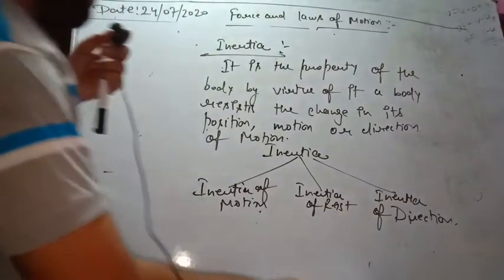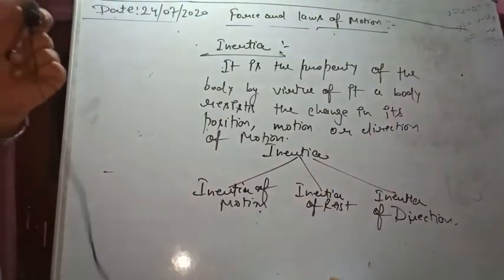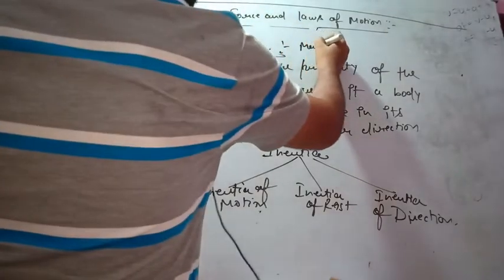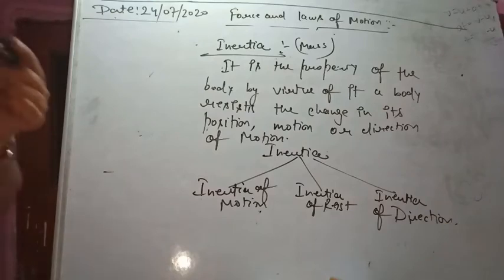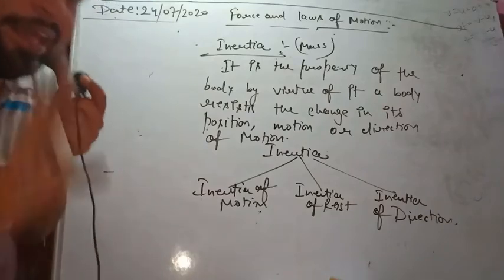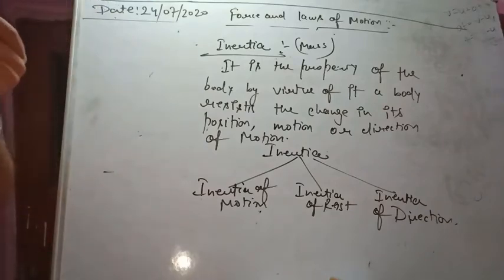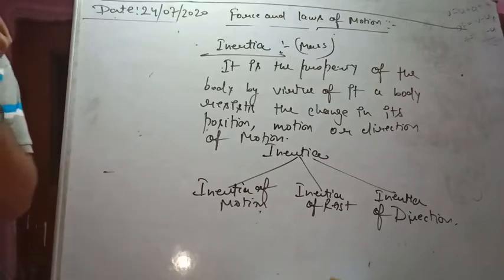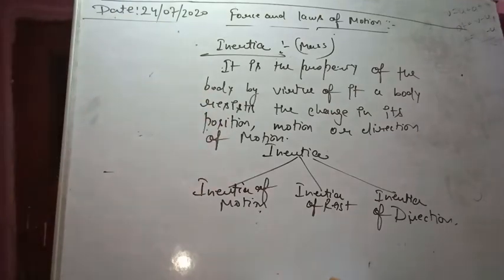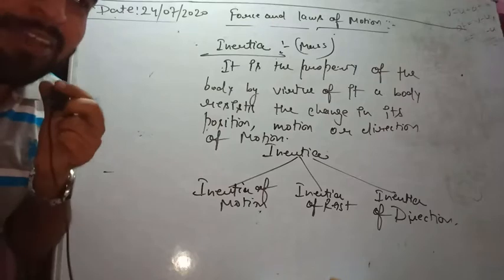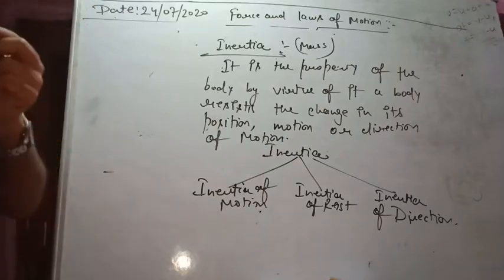Now mass is the measurement of inertia. Remember one thing, mass. If an object is having higher mass, then its inertia will be higher. If an object is having lesser mass, then its inertia will be lesser. So one fatty boy will have more inertia than a slim one. Okay, so I must have a very less inertia. I hope you understood this.